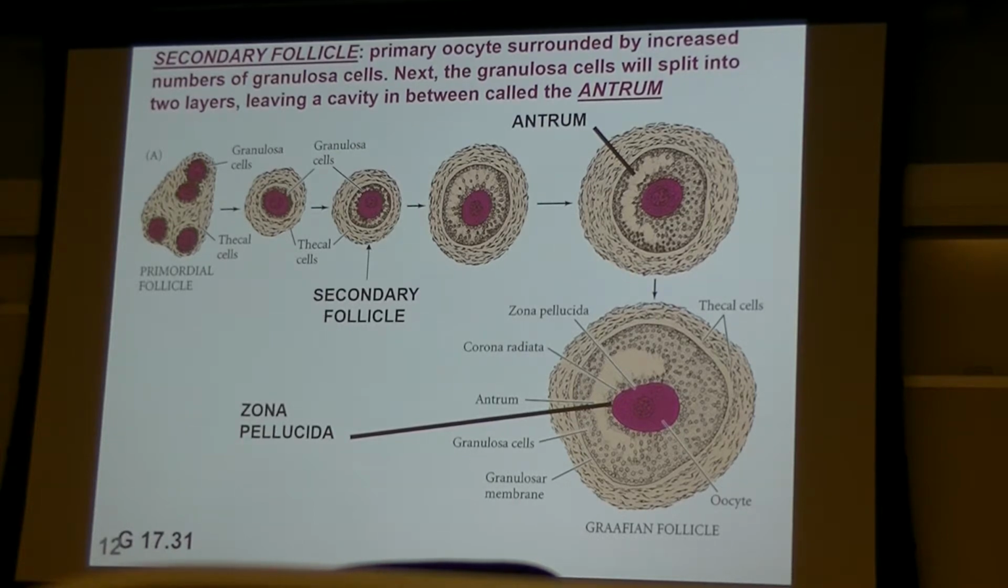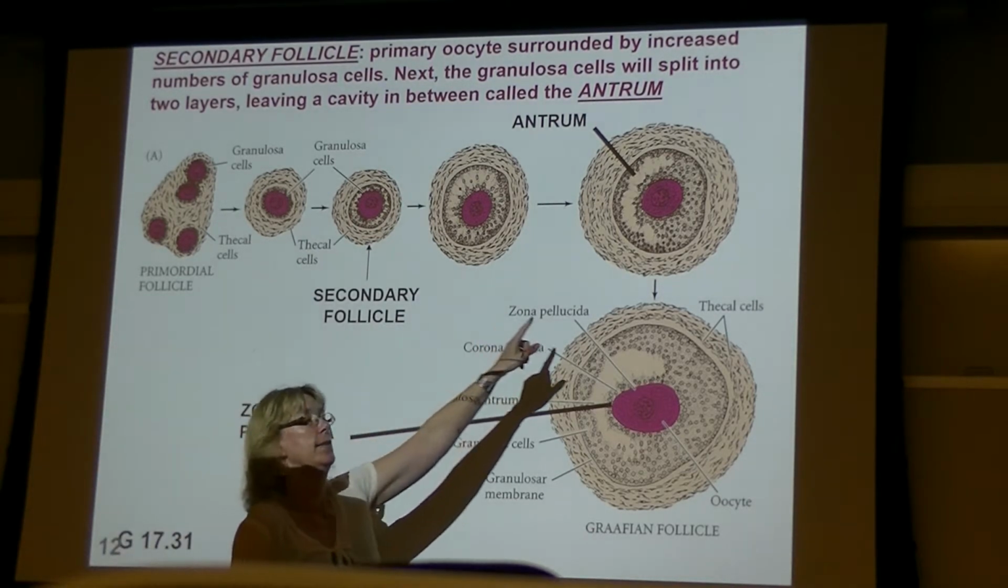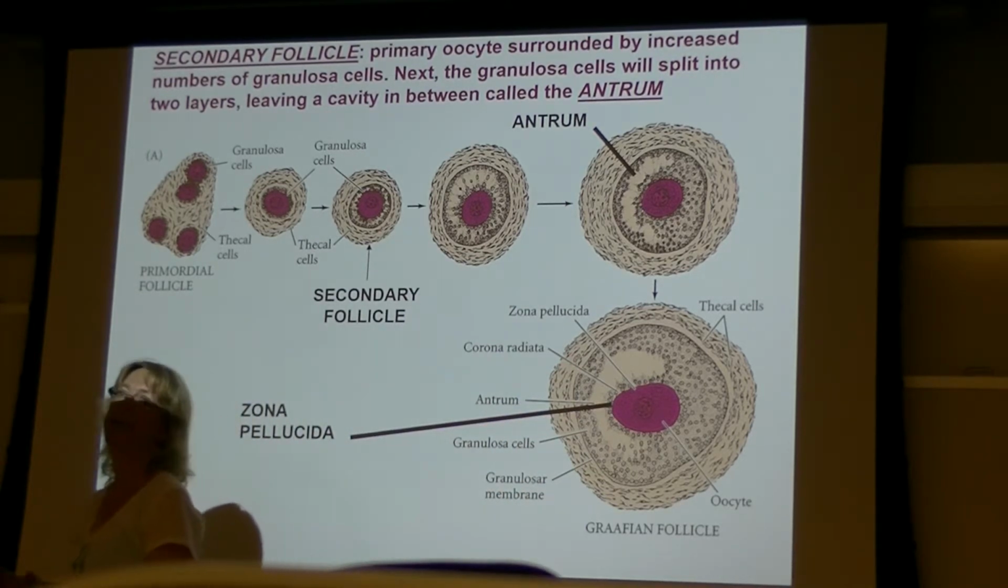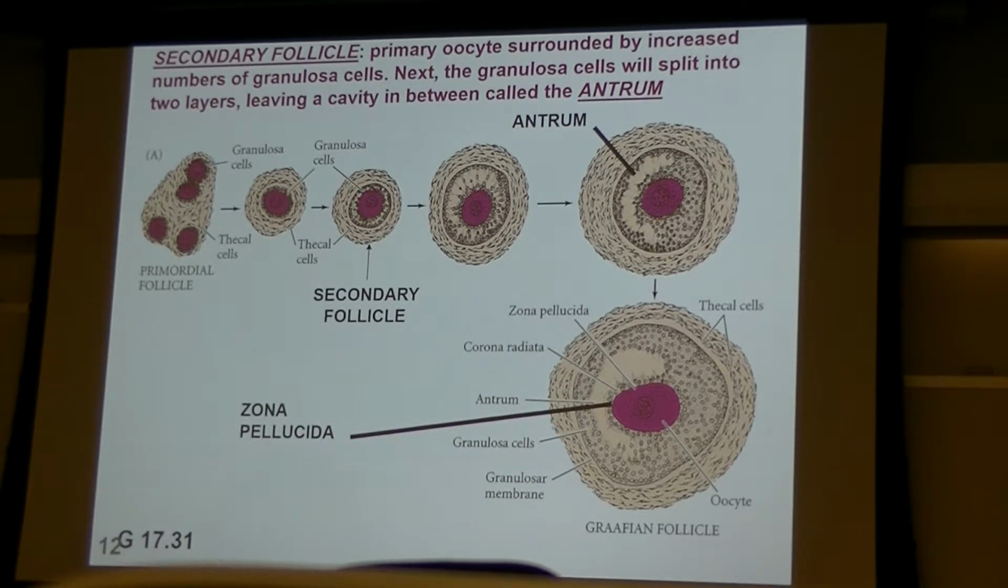And this could provide a couple of functions for the developing cell. First, it could keep it well moistened, so it doesn't get too dried or anything like that. And secondly, it provides a kind of padding or an insulation around that cell, which may serve to protect it. So those are some possible functions for the antrum. Over time, this antrum is going to get larger and larger, and that is one of the characteristics that we notice in follicles that are reaching more and more of a mature stage.